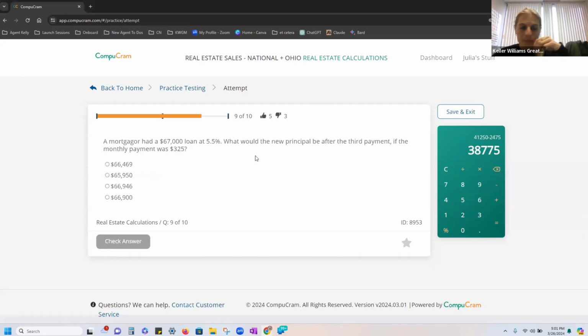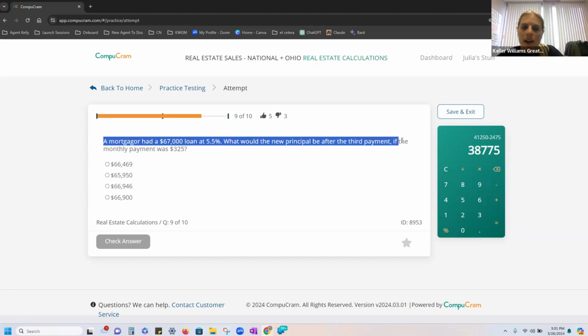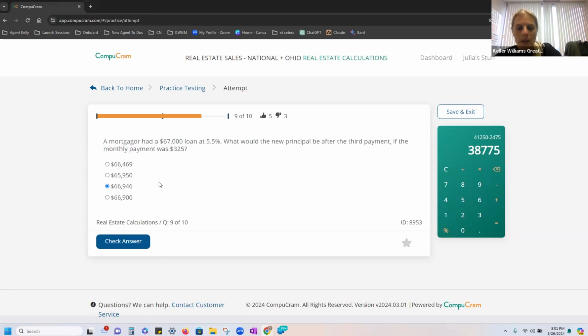Right, next question. A mortgager had a $67,000 loan at 5.5%. What would the new principal be right after the third payment if the monthly payment was $325? So a mortgager had a $67,000 loan at 5.5%. What would the new principal be after the third payment if the monthly payment was $325? Okay, and ignore the bubbles.